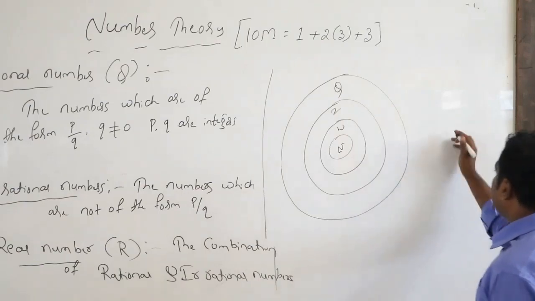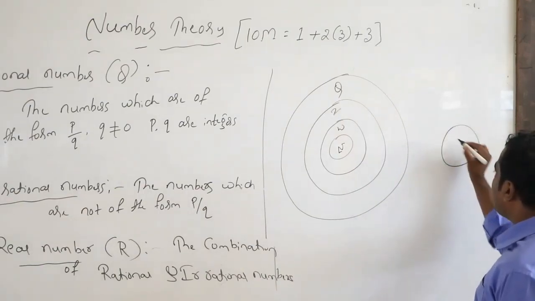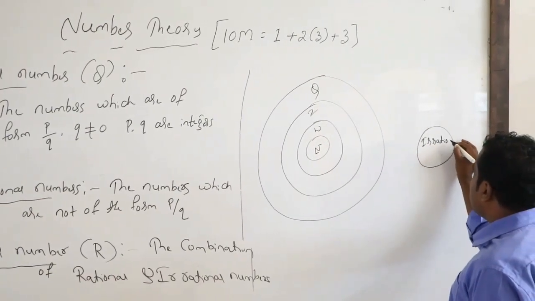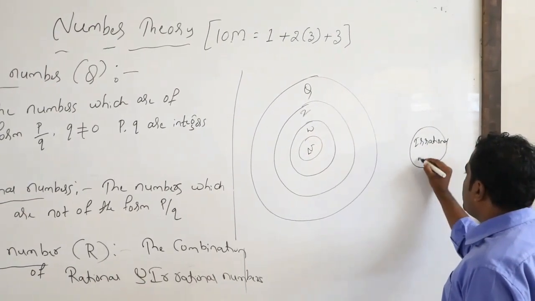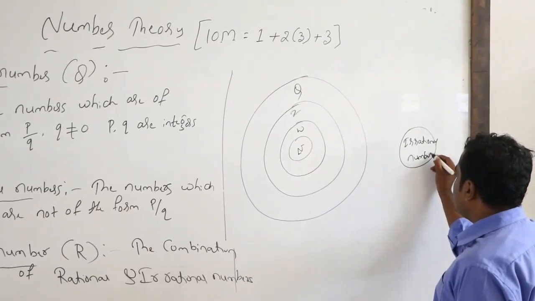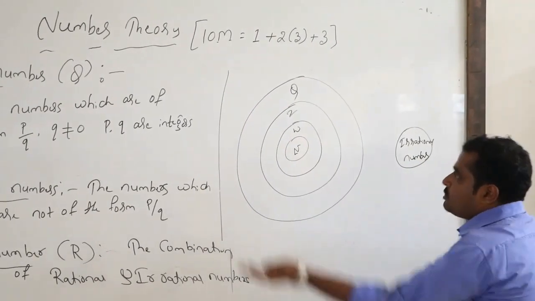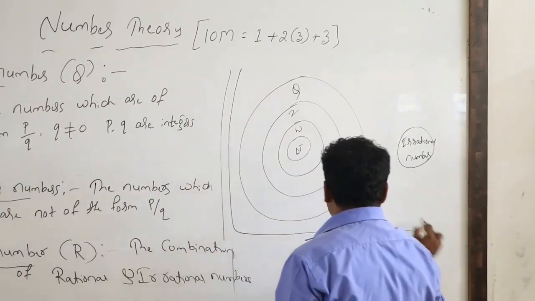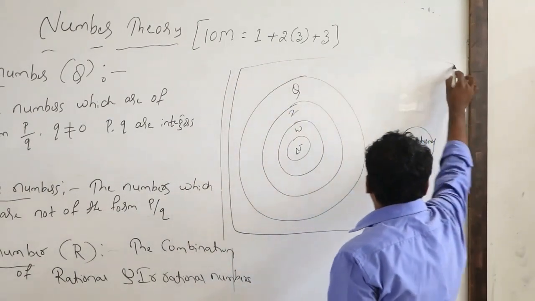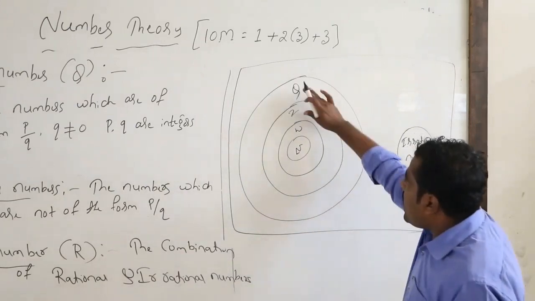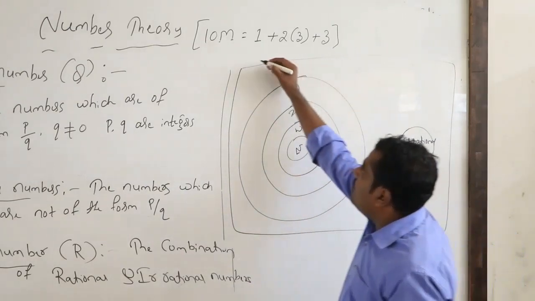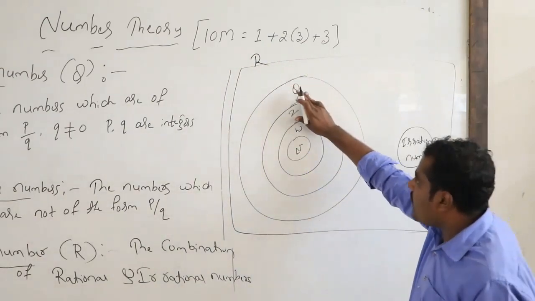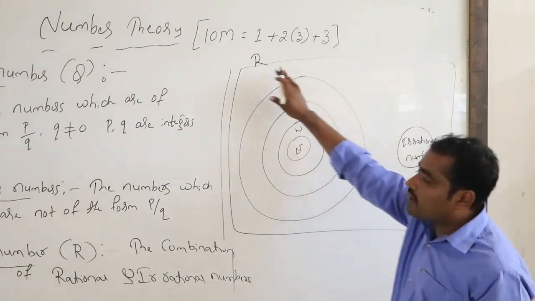Here, irrational numbers. Real number means what? The combination of rational and irrational numbers is called real numbers.